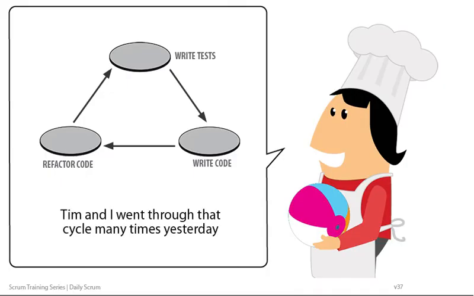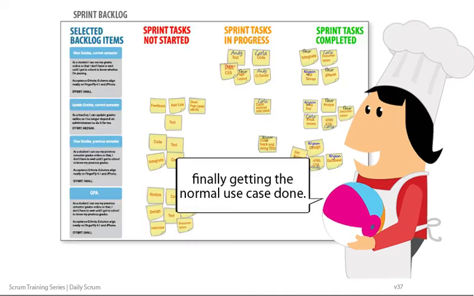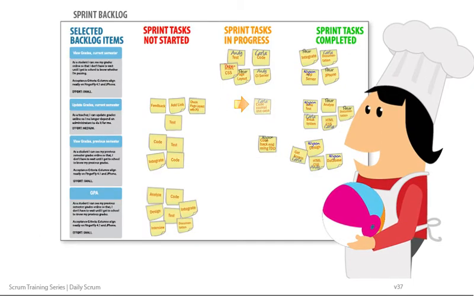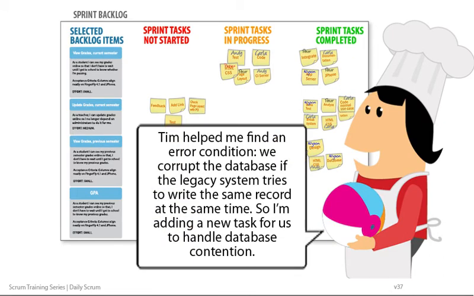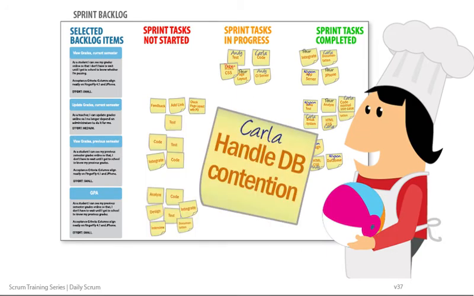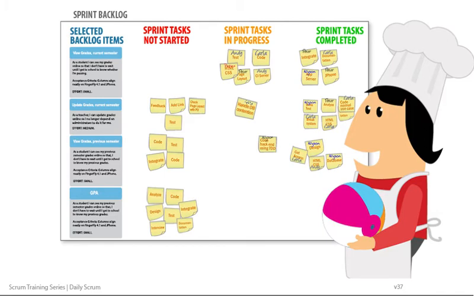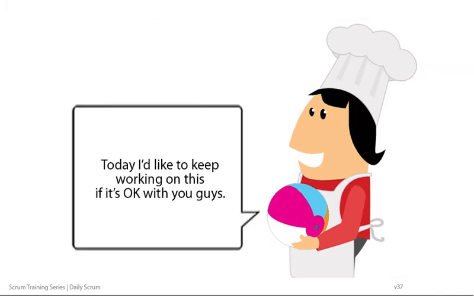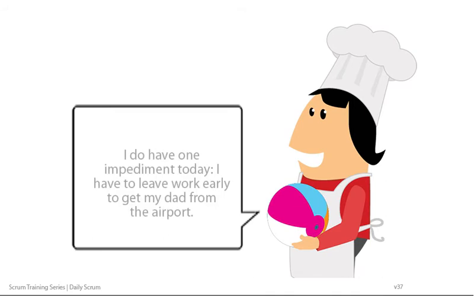Tim and I went through that cycle many times yesterday, finally getting the normal use case done. Tim helped me find an error condition. We corrupt the database if the legacy system tries to write the same record at the same time. So I'm adding a new task for us to handle database contention. Today I'd like to keep working on this if it's okay with you guys. I do have one impediment today. I have to leave work early to get my dad from the airport.